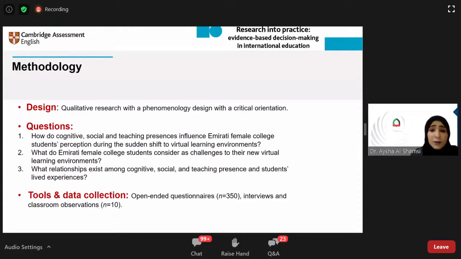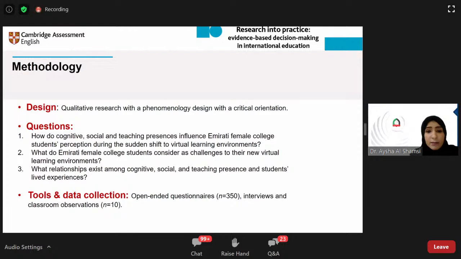This study used qualitative research with a phenomenology design to describe the lived experiences and to explore and articulate students' deep meaning. This study reflected the lived experience of female Emirati college students during the recent virtual learning environment that emerged as a response to the COVID-19 pandemic. This research's critical nature is situated in the effect of the sudden shift to virtual learning environments.